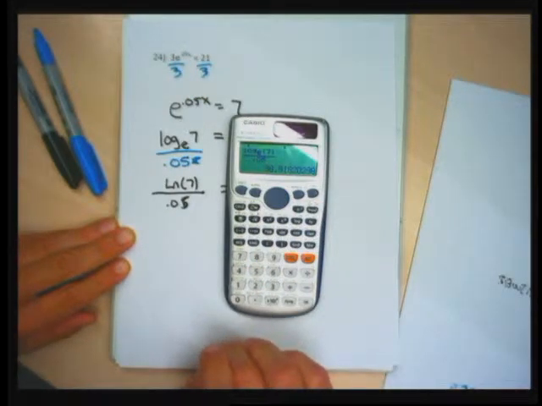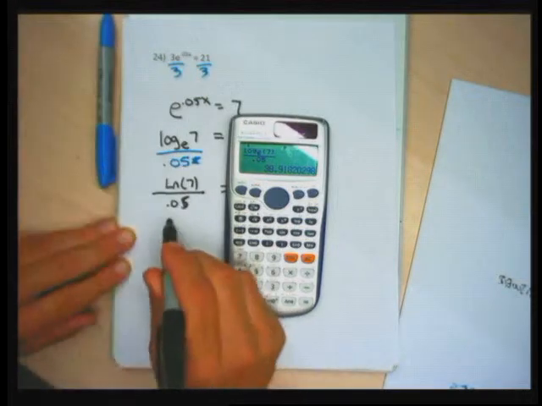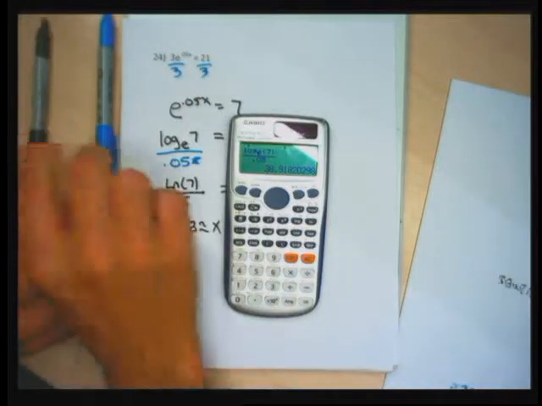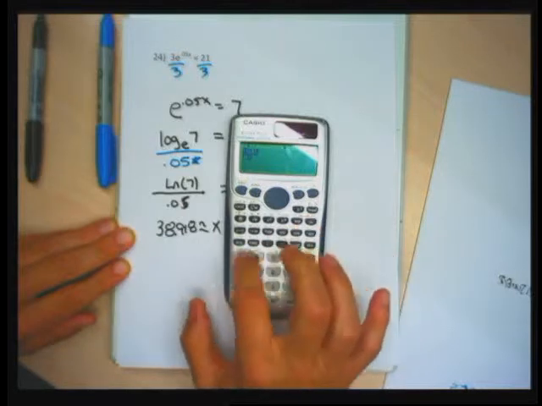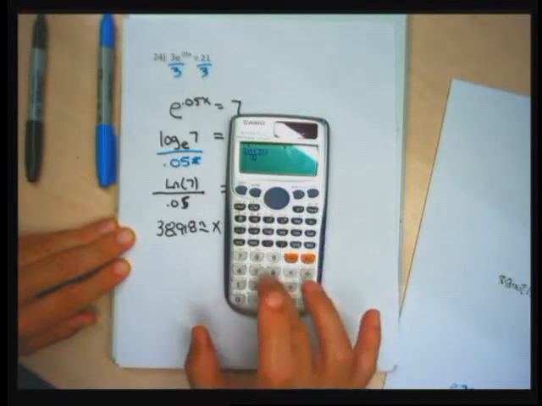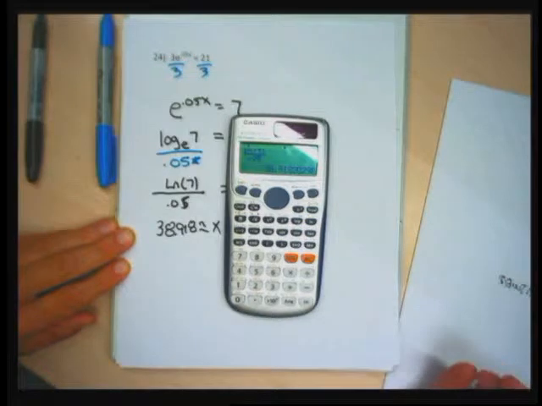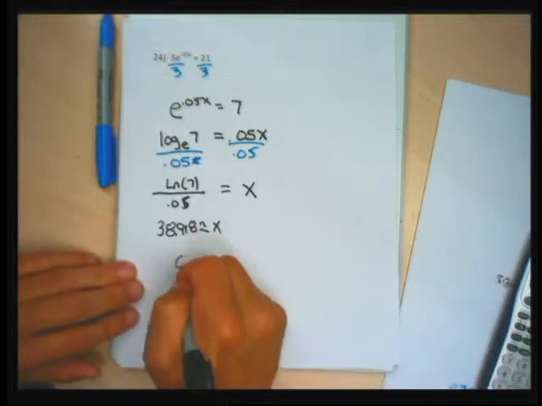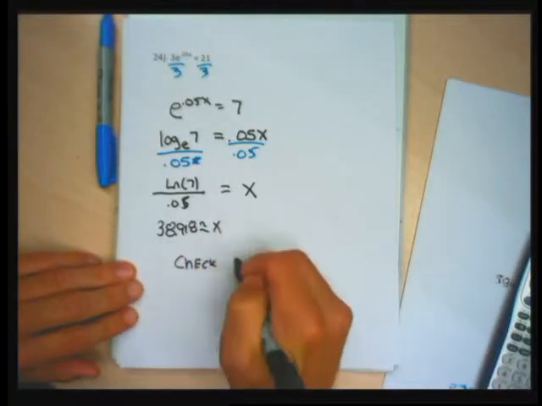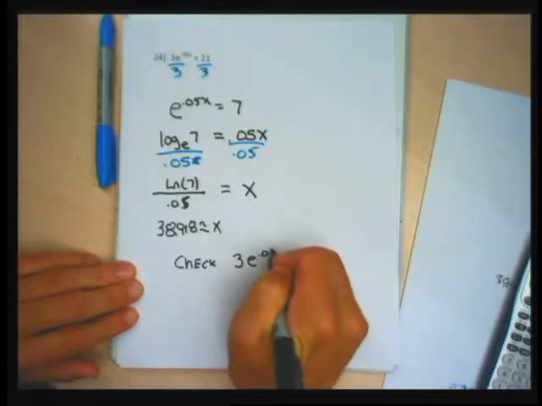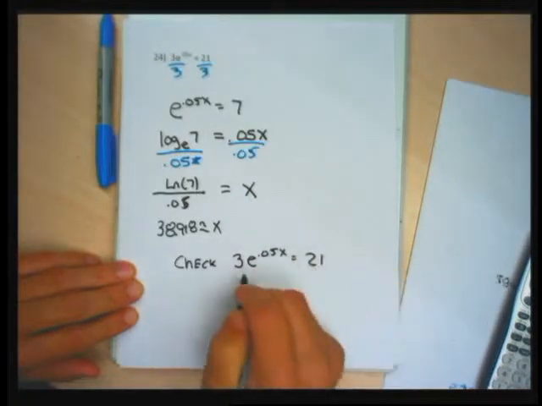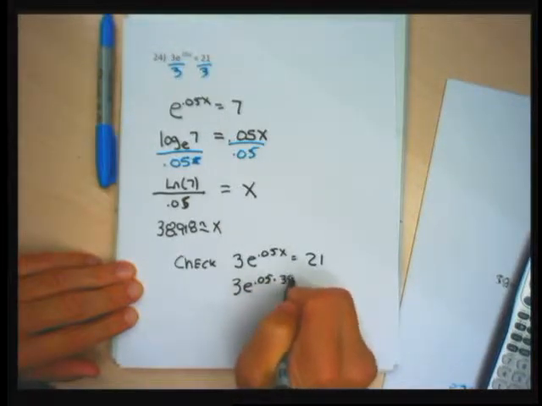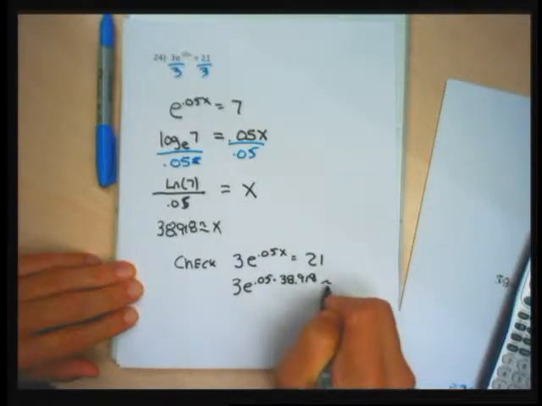Still that gives me 38.918 is approximately x. And had I done fraction ln of 7 over 0.05, I'd still get 38.918 is approximately x. So it's just easier. And now I'm going to check. The original problem was 3 times e to the 0.05x equals 21. I'm going to see if 3 times e to the 0.05 times 38.918 is close to 21.